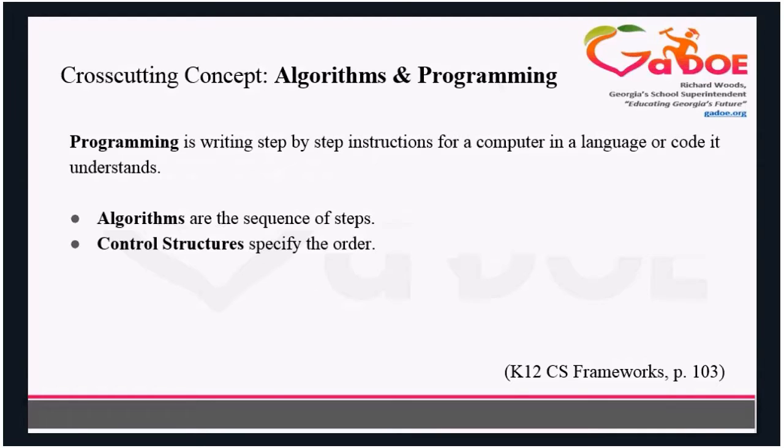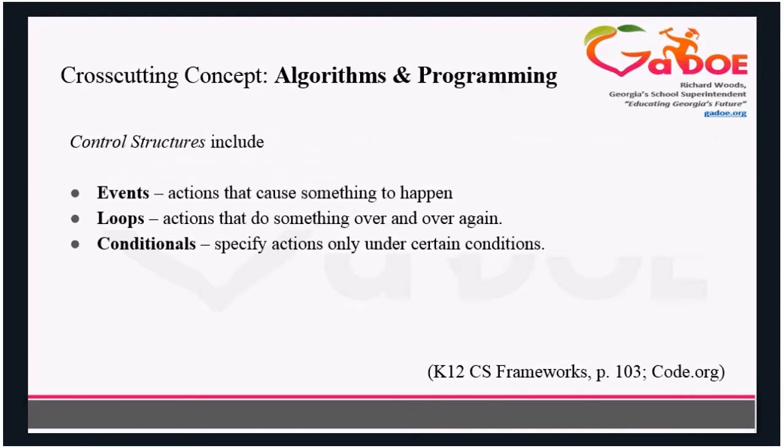Algorithms, we're talking about sequence of steps, and then the control structures tell the order of those steps. So we're going to focus today again on events, loops, and conditionals. Events being actions that cause something to happen. Loops being actions that do something over and over again. And then conditionals specifying actions only under certain conditions. So if X, then Y kind of thing.